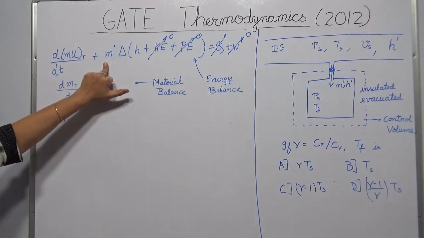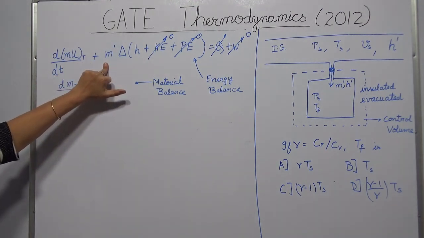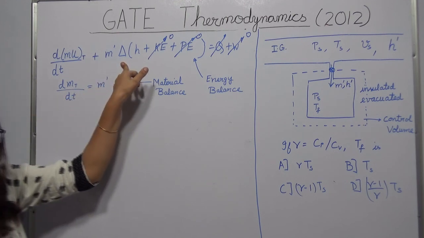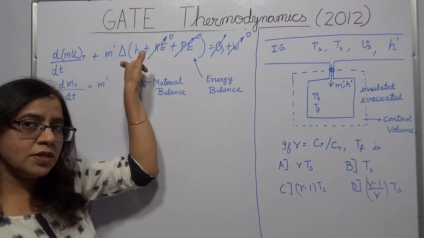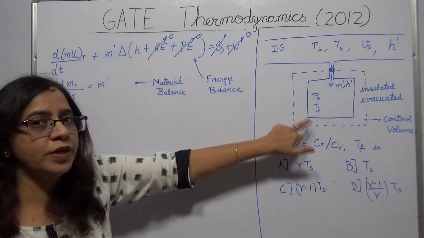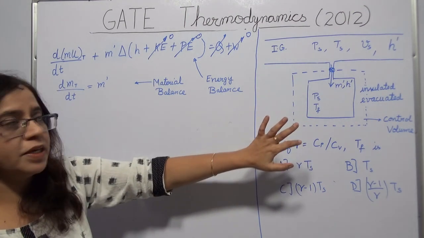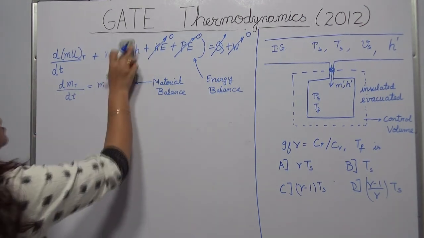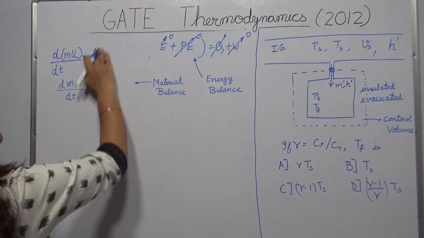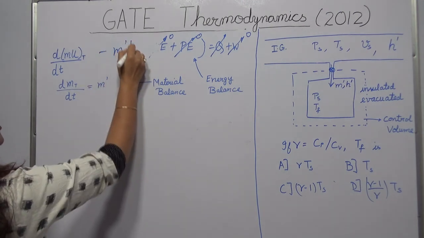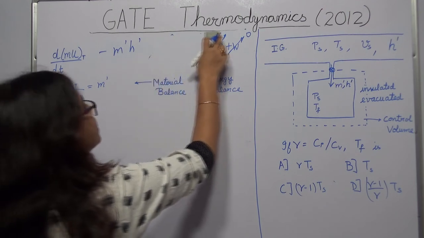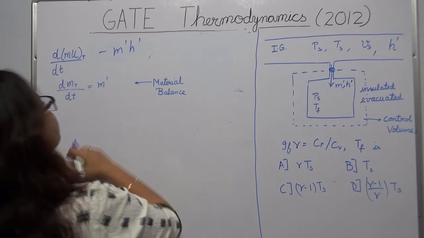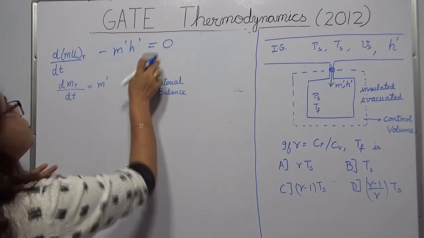Since there is only one stream which is going in with a flow rate m dash, delta H is, how do you define it? Enthalpy of the stream going out minus in. There is no stream which is going out, there is only one stream which is coming in. Okay, so now this thing gets simplified to minus m dash h dash. Okay, and everything else is 0, so I am going to write it like this. So this is my simplified energy balance for this problem.